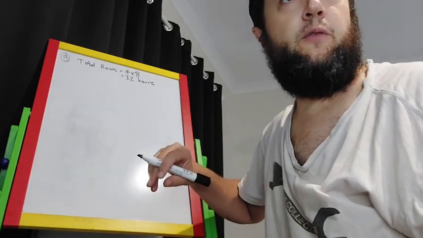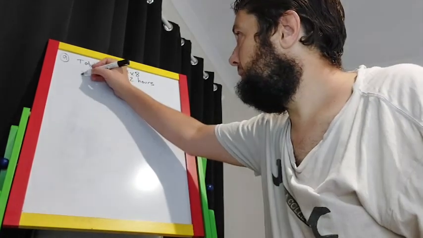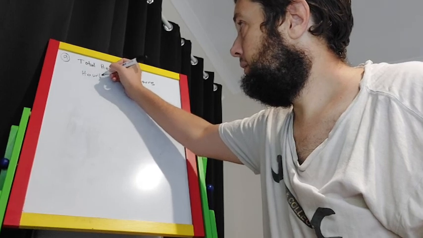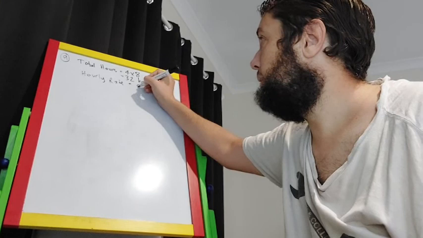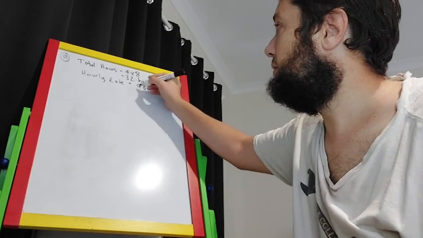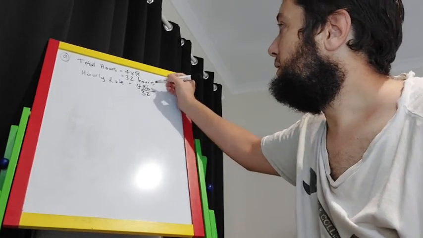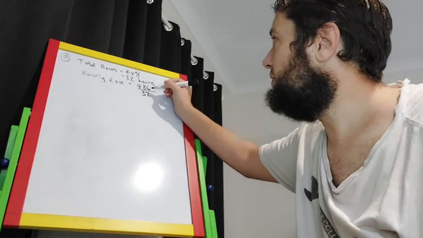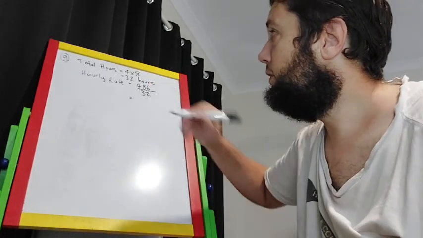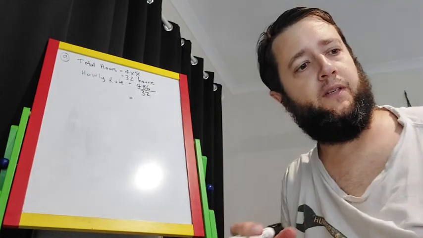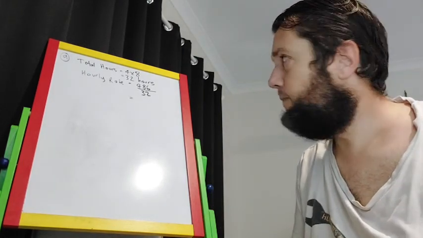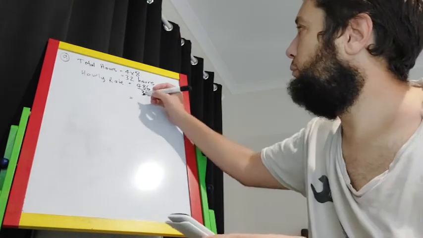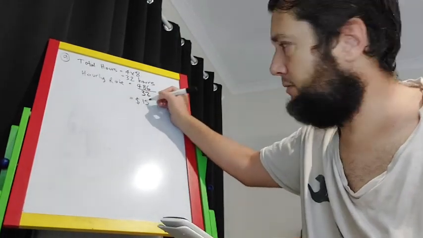All right, and then if you wanted to find the hourly rate, we got paid a total of $486 for 32 hours. So it's $486 for 32 hours. We divide by 32, we'll get the rate for 1 hour. So 486 divided by 32, and if you round it properly, you'll get $15.19.